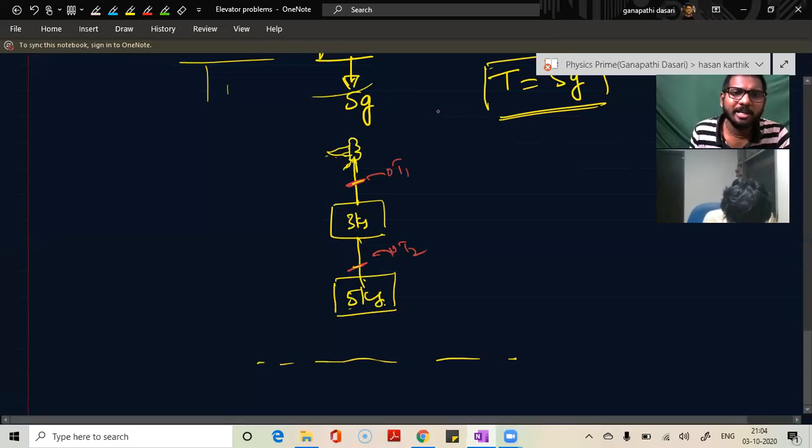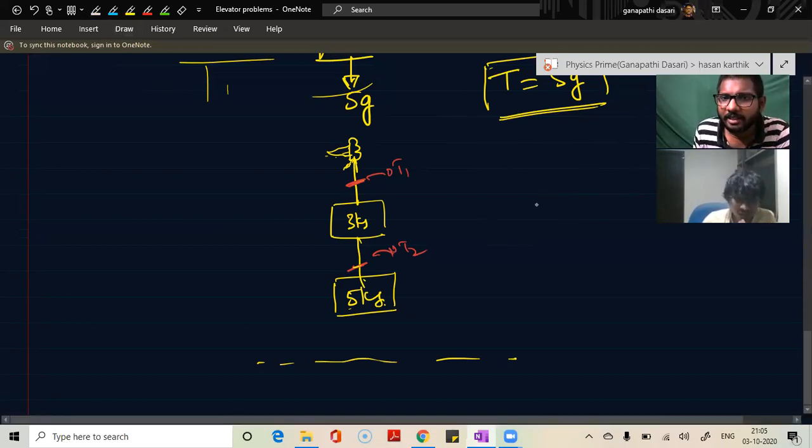First, you write a free body diagram on the 3 kg. Yes, sir. T1 is 3G. Okay. T2 is... There it is 8G, or T1 should be T2. I don't know how to find it. Okay, T1 you got how much? 3G.